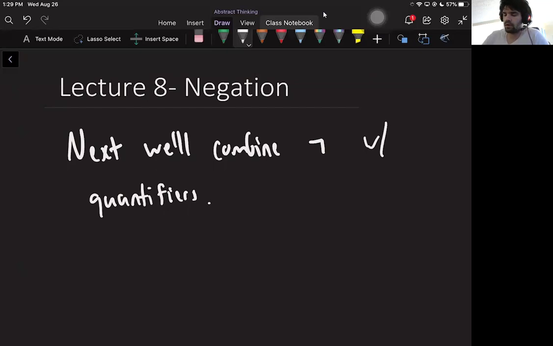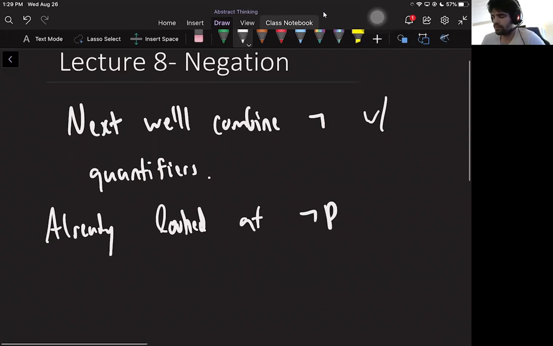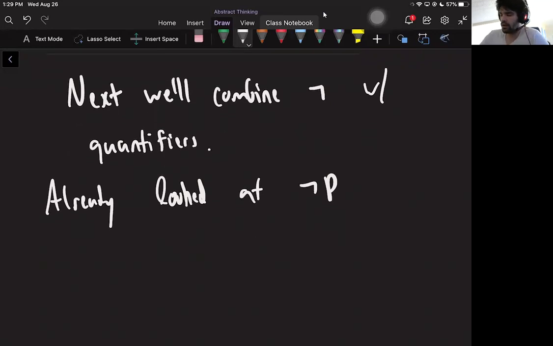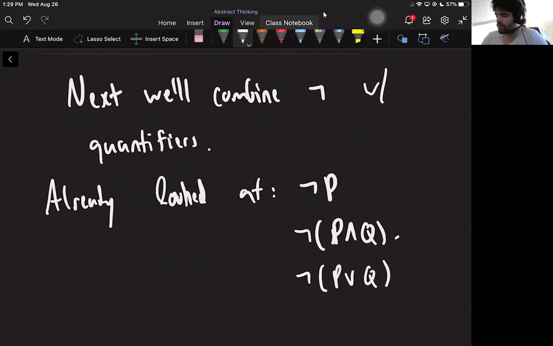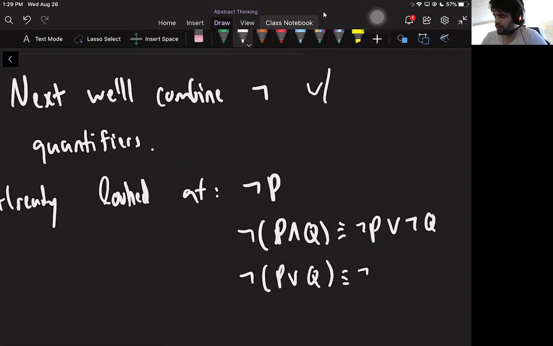So remember, we already looked at things like this. What is the negation of a statement? It just means not that statement. So it's true if that statement is false and vice versa. We've also looked at how to negate an and statement and how to negate an or statement. Remember, those were called De Morgan's laws. So we realized that you could distribute it through, but you have to flip the symbol upside down afterwards.